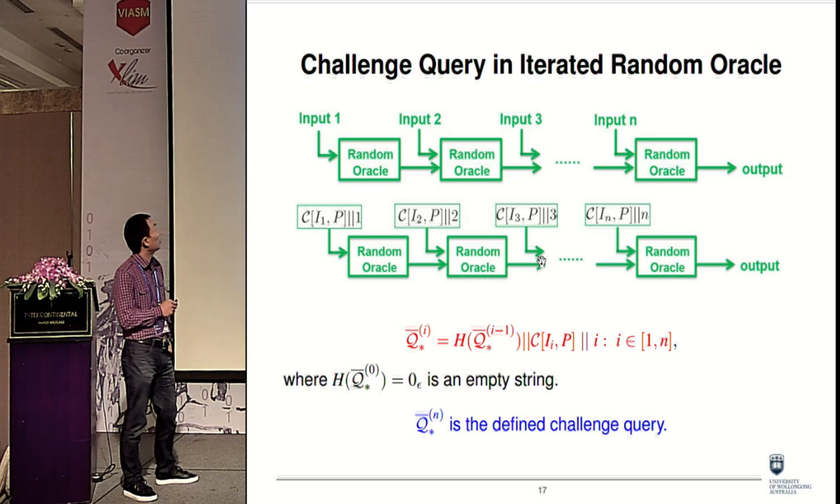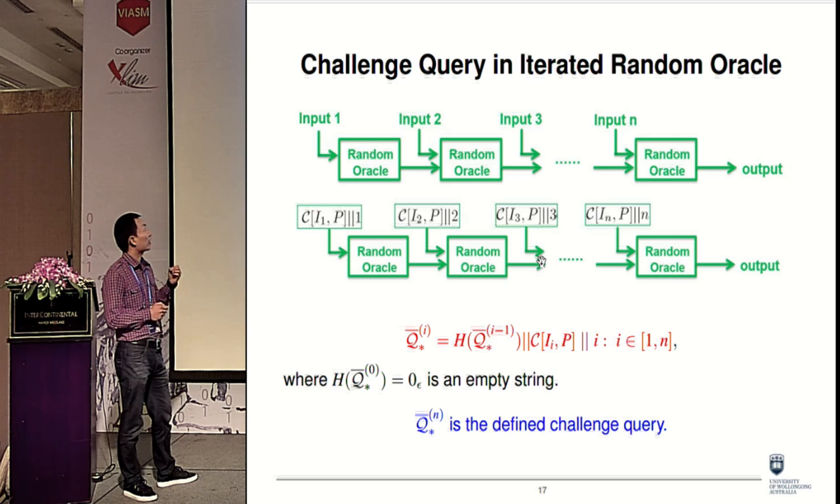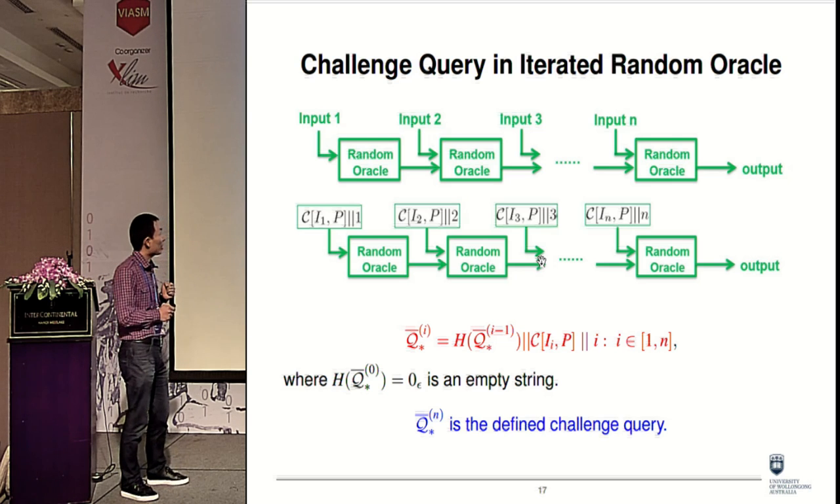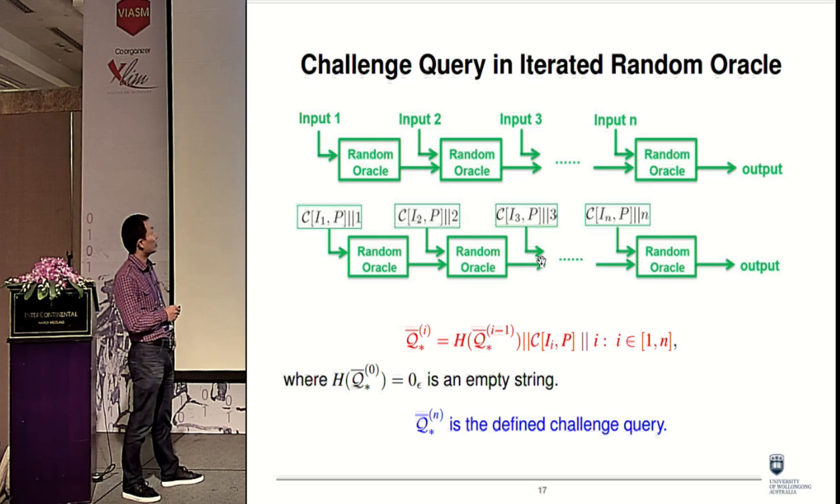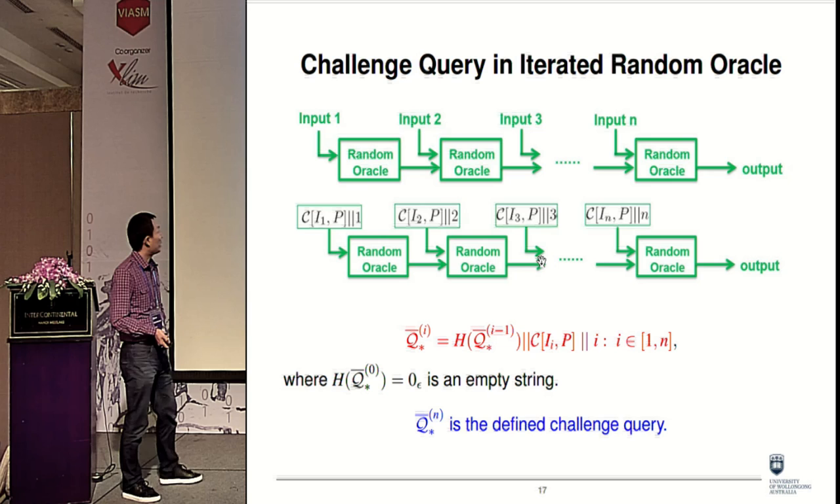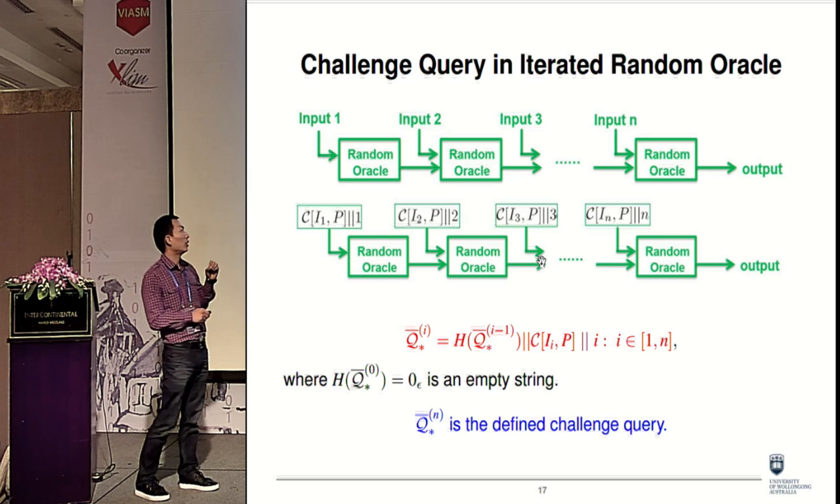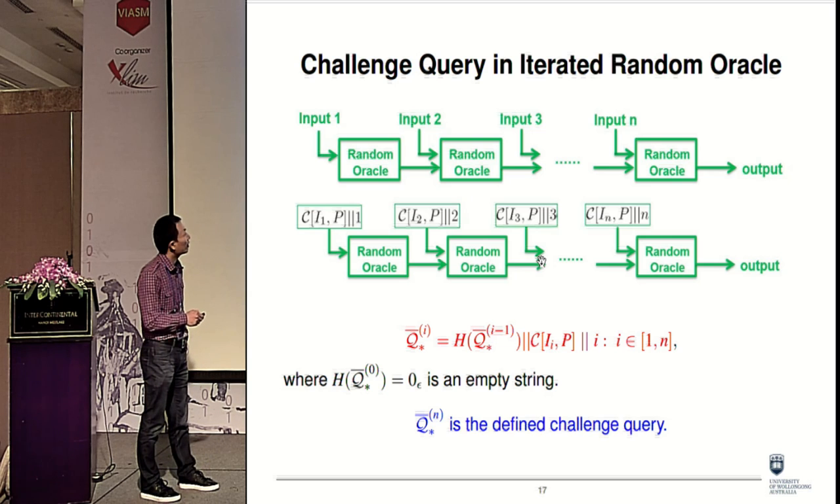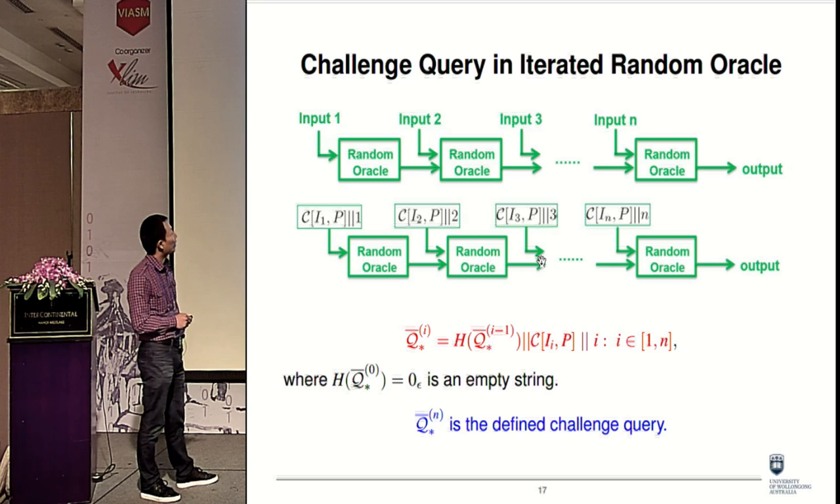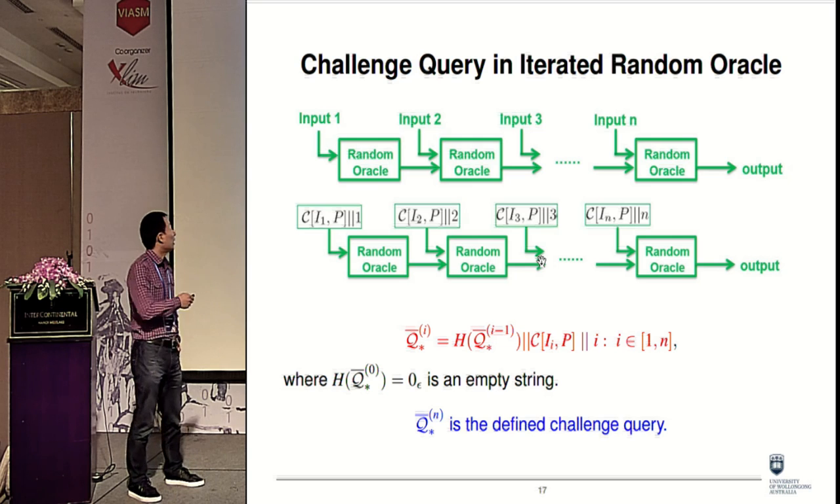And we define the challenge query here. We say the challenge query is associated with n special inputs. Each special input is a solution to a distinct instance under the same problem P, concatenated with its index. Suppose input 1 is the solution to instance I1 concatenated with the instance index. The challenge query defined here is the last input to the random oracle to obtain its output, Q star N. It is the last input here, and we can use this kind of formula to define Q star N from the beginning to the end using this iteration. Okay, this is the challenge query.